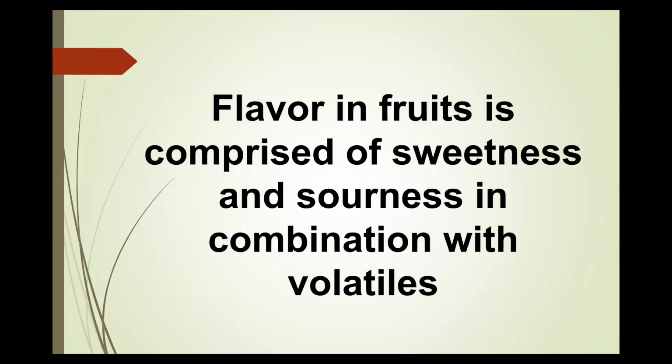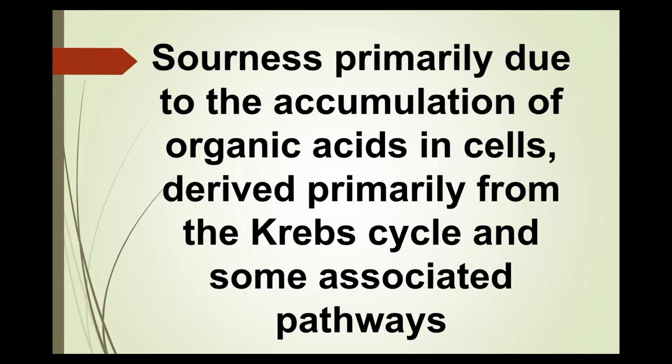Acidity. Flavor in fruits is comprised of sweetness and sourness in combination with volatiles. Sourness in fruits is primarily due to the accumulation of organic acids in the cells, and these are derived primarily from the Krebs cycle and some associated pathways. Within the Krebs cycle, or tricarboxylic acid cycle, we can find citrate, succinic acid, malic acid, and oxalic acid.